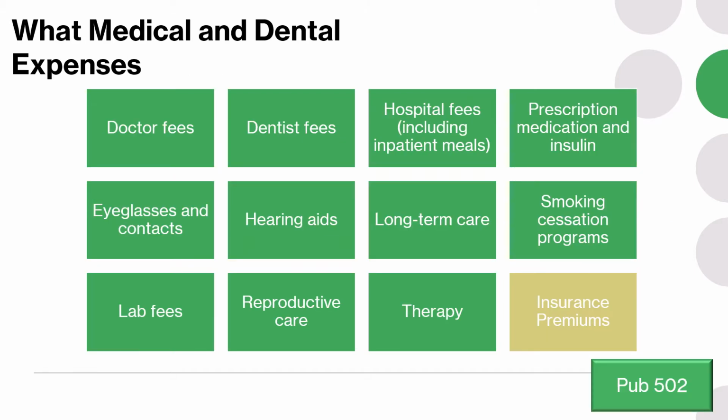So let's talk about some common deductible medical and dental expenses. And we touched on this a little bit when we were talking about health savings accounts. Publication 502 gives a great list that's much more inclusive and detailed about what kinds of expenses are deductible. But just an overview of some of the common ones that you might see are doctor's fees, dentist fees, hospital fees, and that includes inpatient meals.